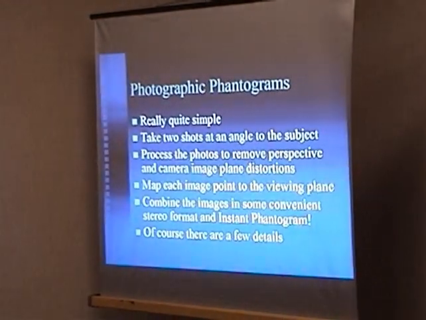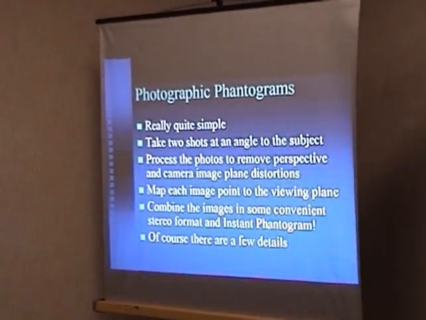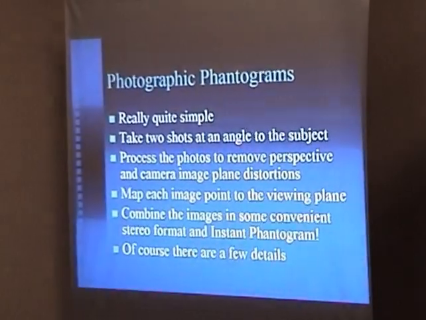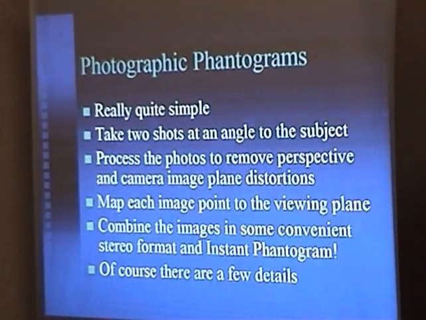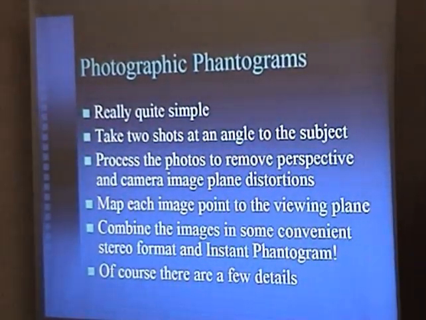Okay, so drawing them is really pretty simple. We could sit here and draw a simple cube using those equations in a few minutes and make an anaglyph out of this. What about photographing? Well, when I first started asking people who've done this how they did it, this is about the way they explained it to me. First of all, it's really quite simple. You take 2 shots at a given angle. You process the photos to remove the perspective and camera lens distortions introduced by taking the photo. And then you map each of the image points back to the viewing plane. You combine the images in some convenient stereo format, because phantograms don't have to be anaglyphs, and voila, you've got a phantogram. It leaves out 1 or 2 little minor details.